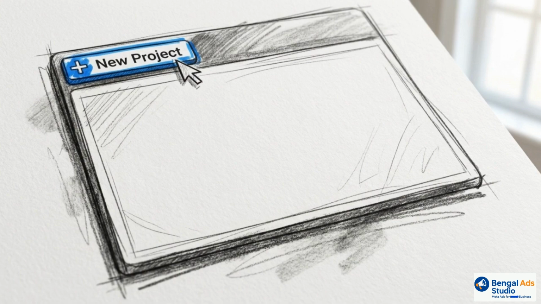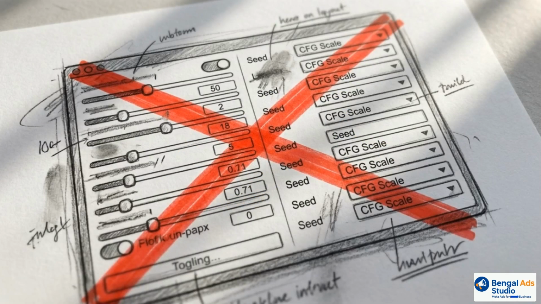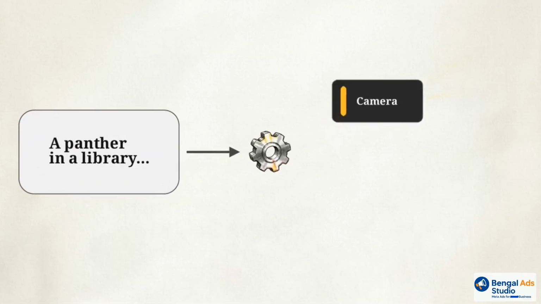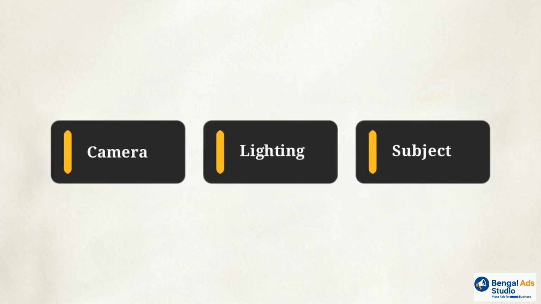Once you're in the studio, click New Project to open a blank canvas. At the bottom of the screen, hit the plus button labeled Agent. This agent acts as your digital creative director. Instead of forcing you to write complex technical parameters one by one, you give it a plain English brief, and it translates that idea into the specific prompts needed to build your project.